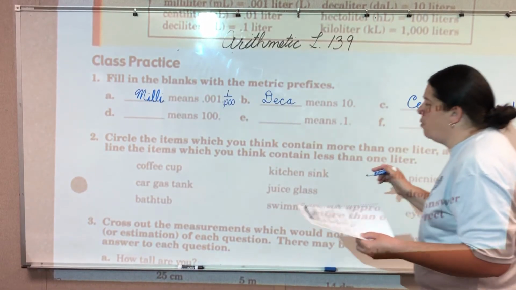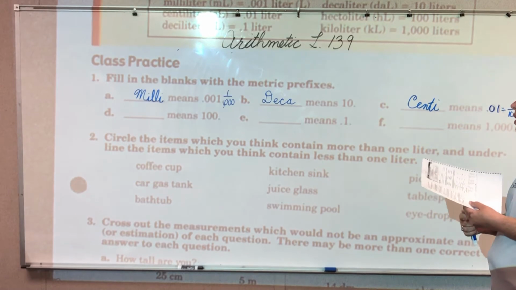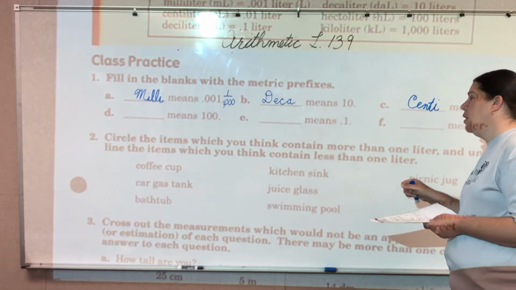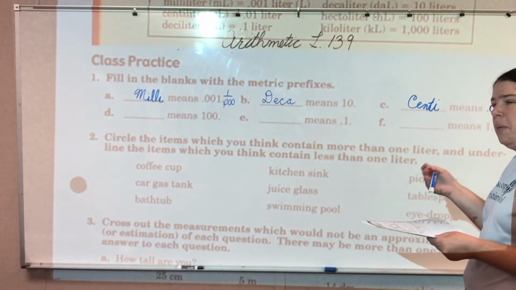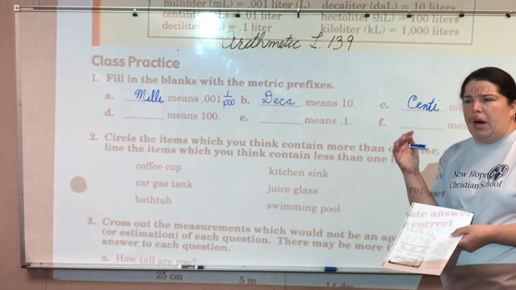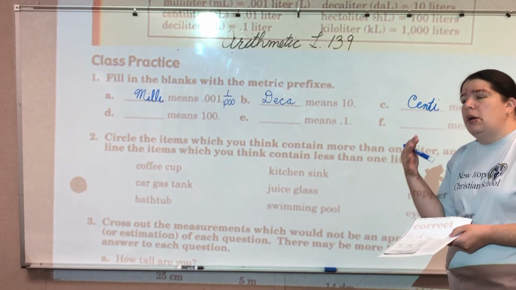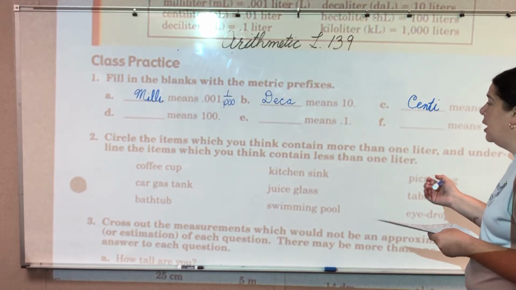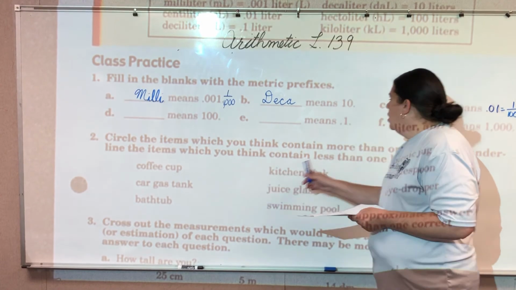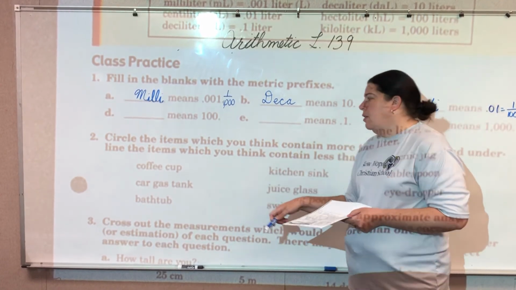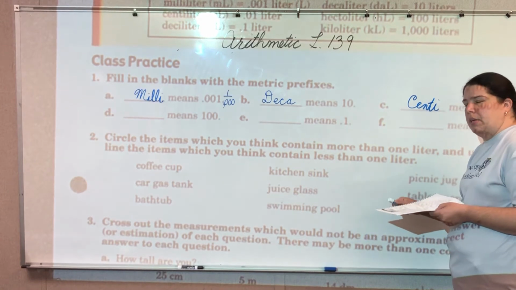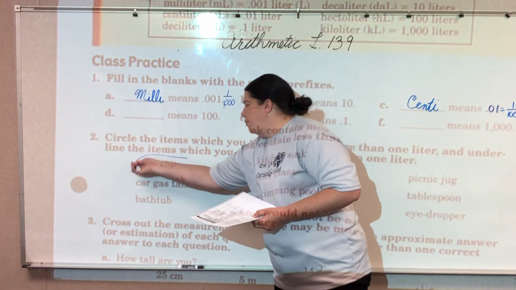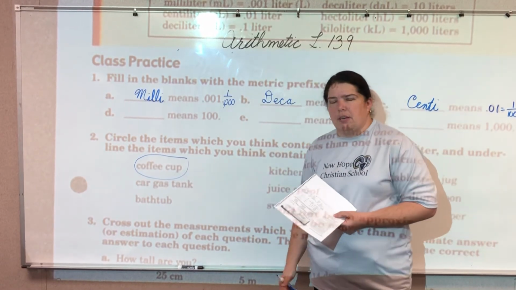All right, go ahead and fill out the rest of those. Let's talk about the items that you think contain more than 1 liter, and underline the ones that you think contain less than a liter. So remember the liter, I think about my big soda bottle, that's 2 liters, so half of that, and you can also compare it to a quart, right? It's about the size of a quart. Is a cup of coffee more than or less than a liter? Cup of coffee. That's less than, and they want you to circle it. So you're going to circle a cup of coffee. How about a car gas tank?